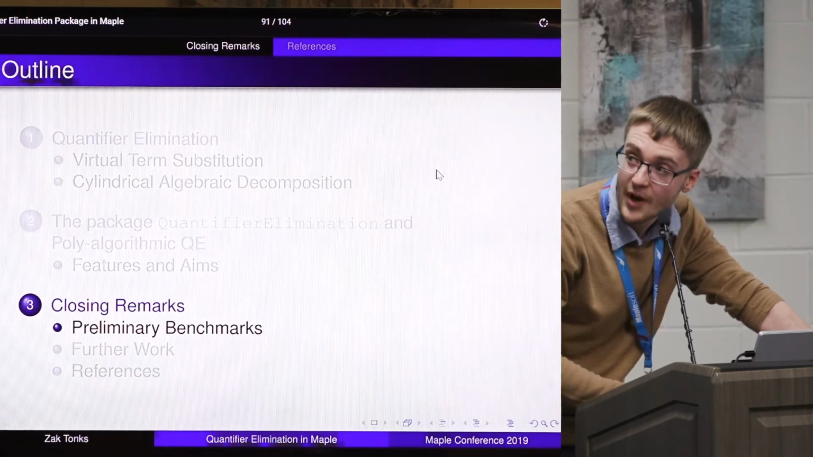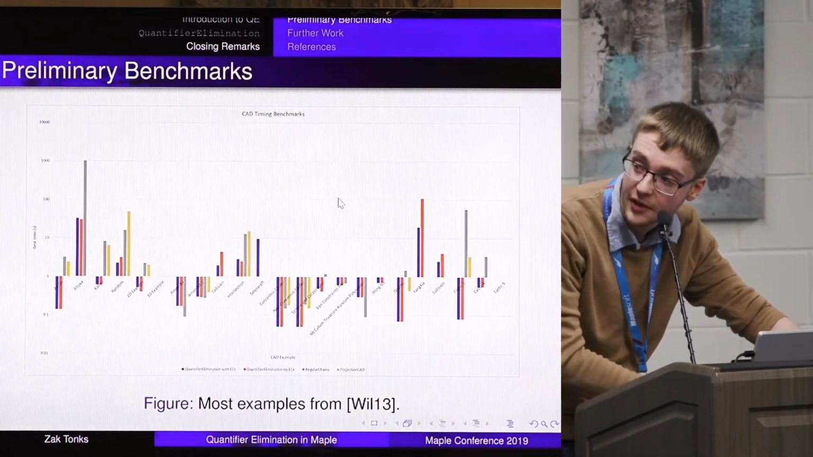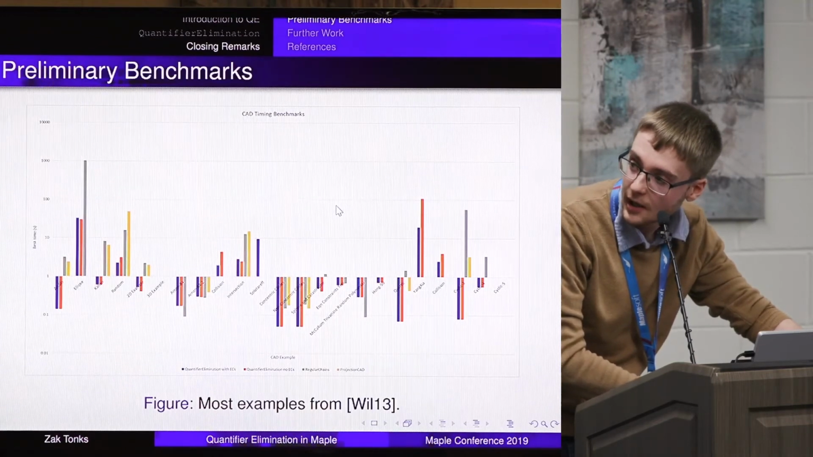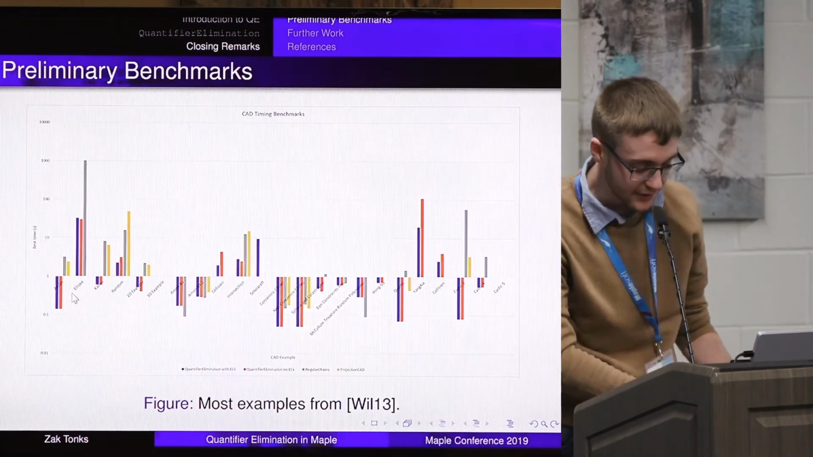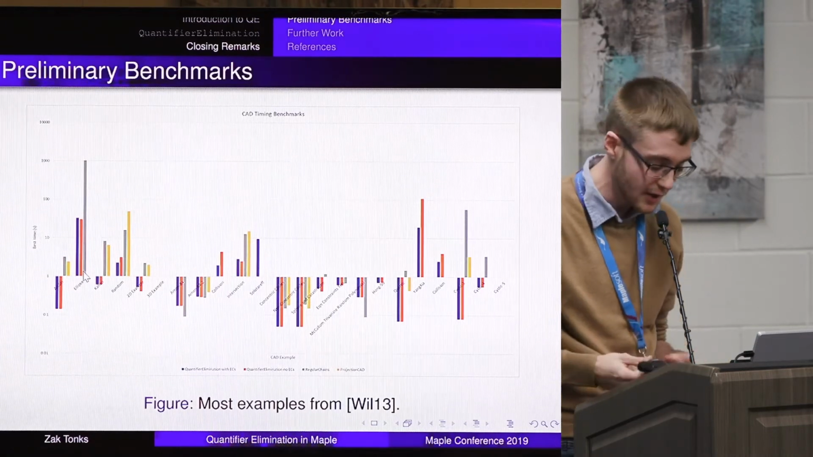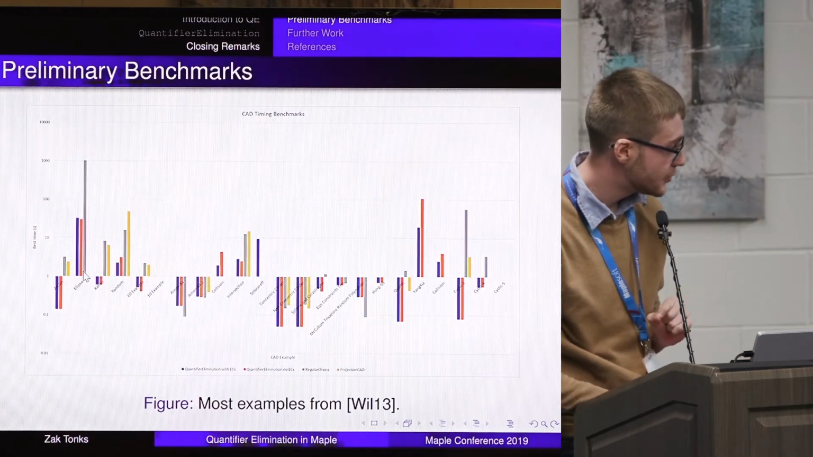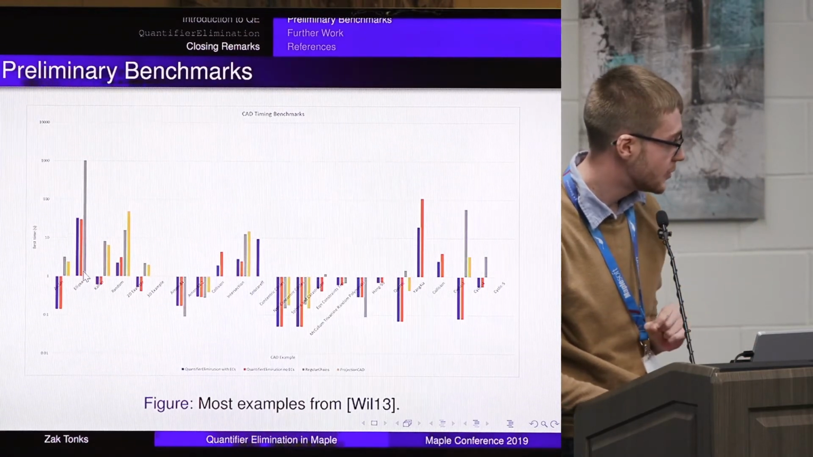So some preliminary benchmarks from the underlying new CAD implementation. This is a little bit small. Let's see if I can blow it up. Basically, mine is better than regular chains, and this is tested against regular chains and CAD of regular chains, just cylindrical algebraic decomposition. So stock.